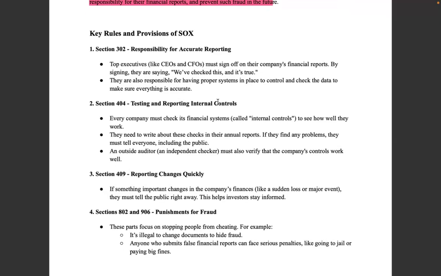Furthermore, testing and reporting internal controls. So every company has to check its financial systems. You have to check your controls. You have to check how well your controls are working. You need to write about these checks in your annual reports, the checks that you conducted. If you have any problems, if you find anything that's amiss, you have to tell everyone, you have to tell the public, you have to tell the stakeholders. You also have to have an outside auditor or an independent checker verify your controls and if they're working well.